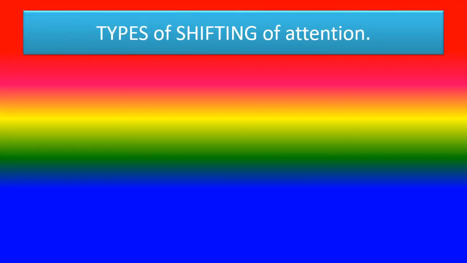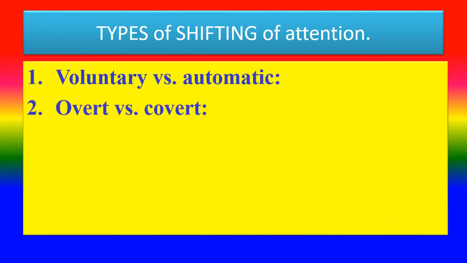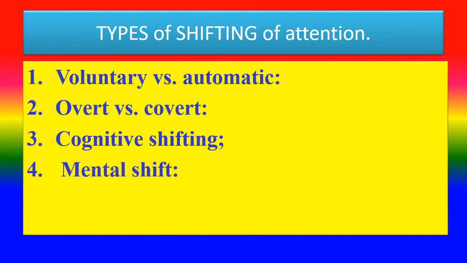Types of shifting of attention. First type, voluntary versus automatic. Second, overt versus covert. 3, cognitive shifting. 4, mental shift. 5, task shifting.